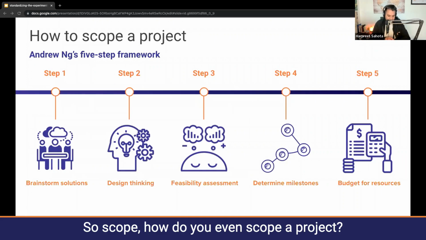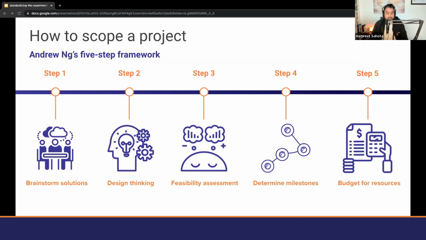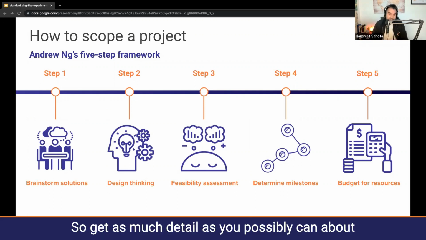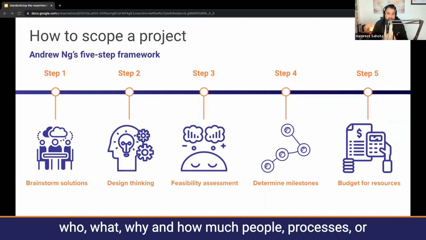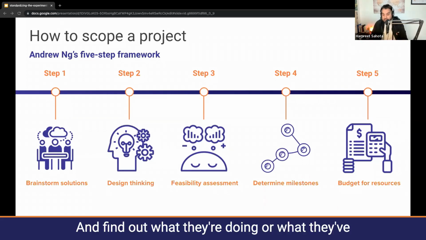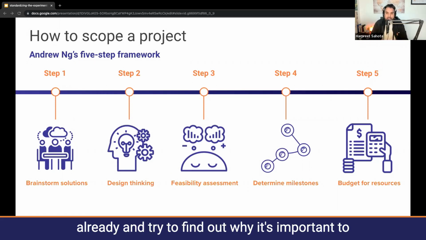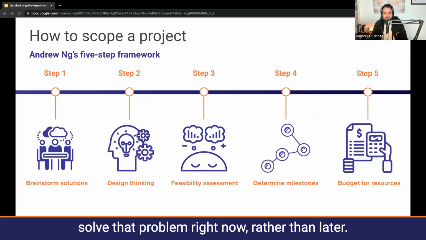So scope, how do you even scope a project? You can begin scoping a project by just asking your stakeholders to describe the problem that they're facing. Get as much detail as you possibly can about who, what, why, and how much people, processes, or profits will be affected if this problem is left unsolved. And find out what they're doing or what they've done previously to try to solve the problem already. And try to find out why it's important to solve that problem right now rather than later.